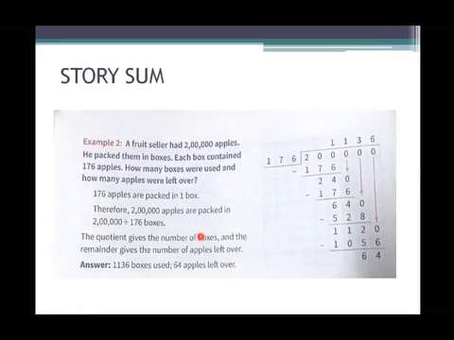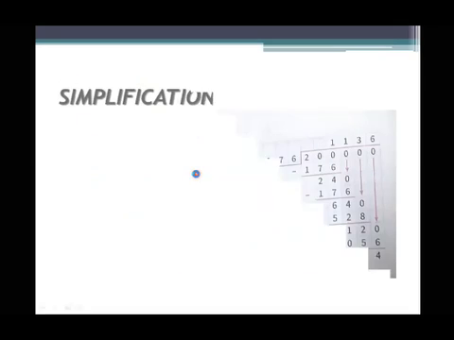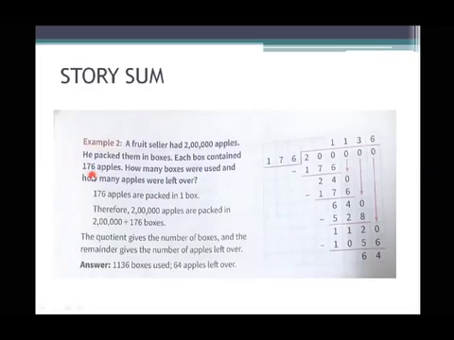Next, let us see the story sums on division. A fruit seller had 2 lakh apples. He packed them in boxes. Each box contained 176 apples. How many boxes were used and how many apples were left over? So here you have to write the steps. The fruit seller had a total of 2 lakh apples, which he has to pack in boxes. One box contains only 176 apples.